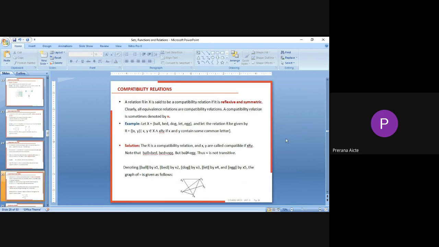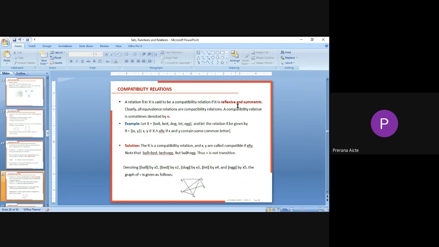Next one, compatibility relation. Okay, so we'll see when a relation is said to be compatible. A relation R in X is said to be a compatibility relation if it follows the reflexive and symmetric properties. So only two properties should be followed by the relation, that is reflexive and symmetric. Then the relation is said to be a compatibility relation.